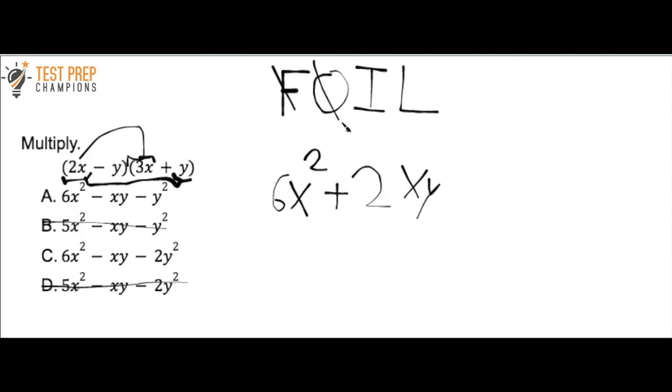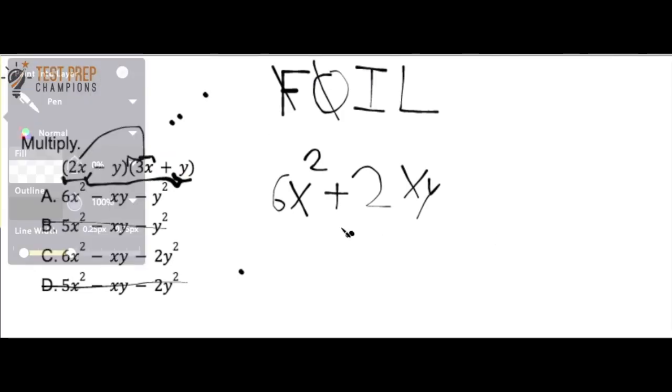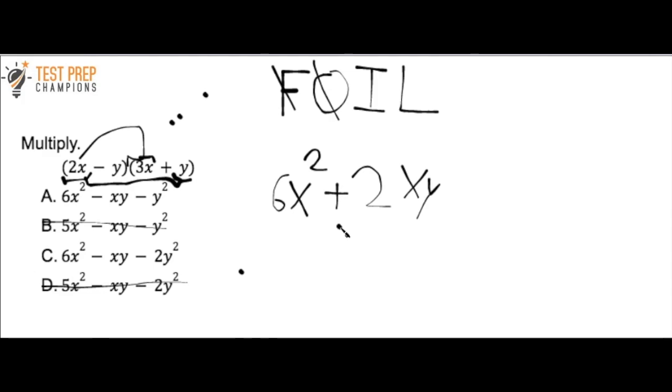All right, now we want to look at the inner. So what are the inner terms we are working with here? Well, the inner would be this minus y and the 3x. Basically, minus y and the 3x would be negative 1 times 3, which is just negative 3, and y times x is just going to be xy, so it's really going to be minus 3xy.